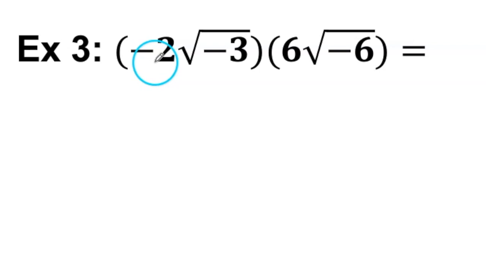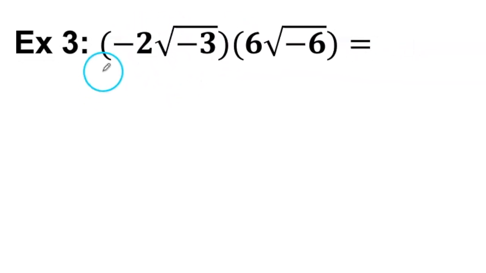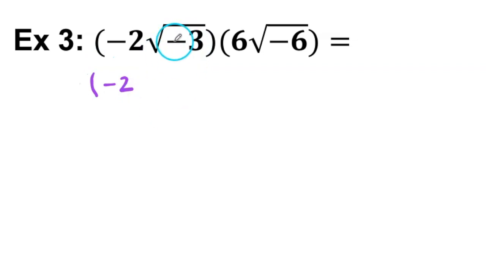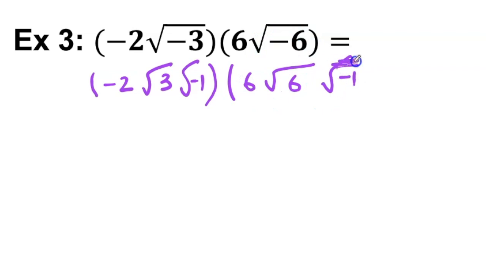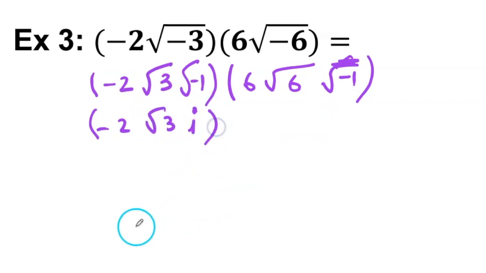So this is outside the radical, so it doesn't matter what I have on the outside. What matters is the inside. So this stays the same, -2. And now this, square root of -3 becomes square root of 3 times square root of -1. Here the same idea. 6 times this becomes a 6 times a -1. -2 is on the outside, the square root of 3 is the same thing, and this becomes an I, right? Here, 6, square root of 6, and this becomes an I.